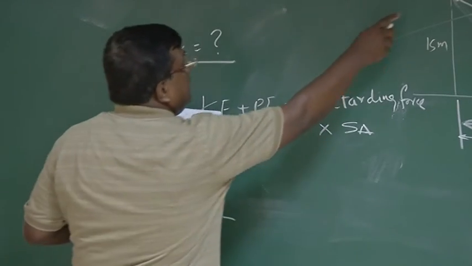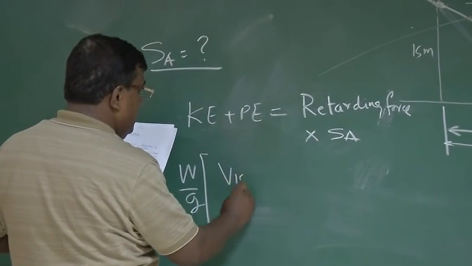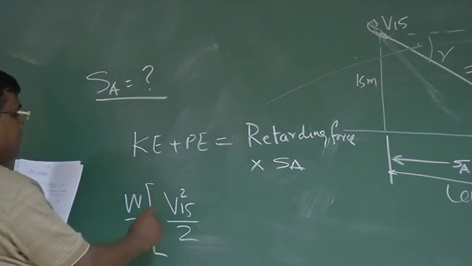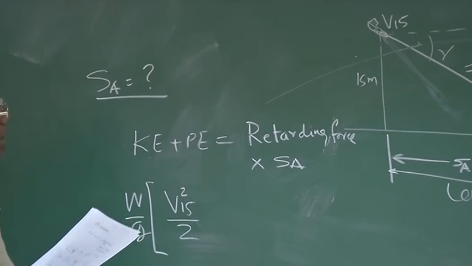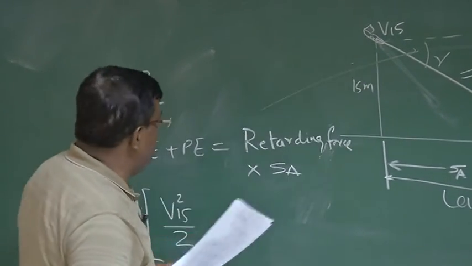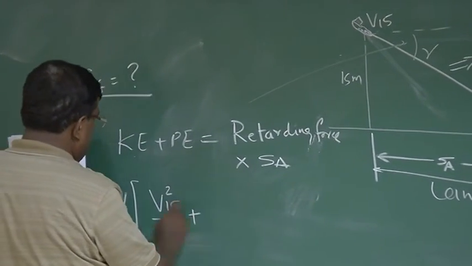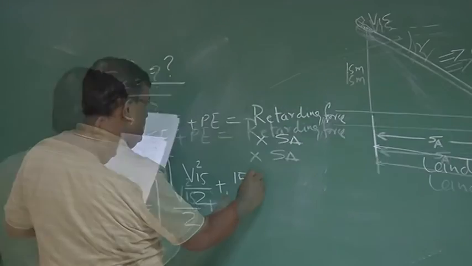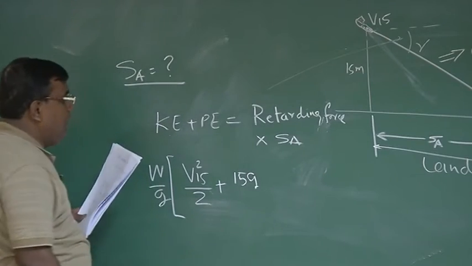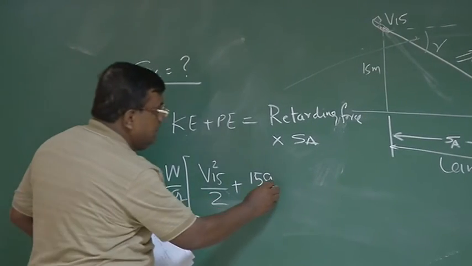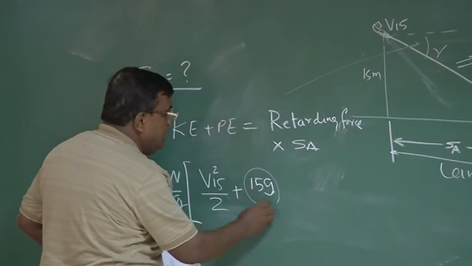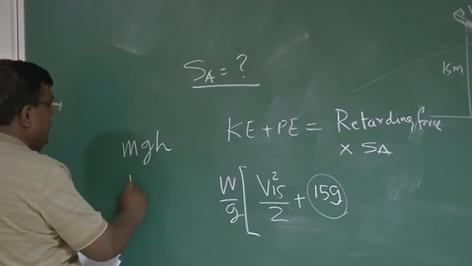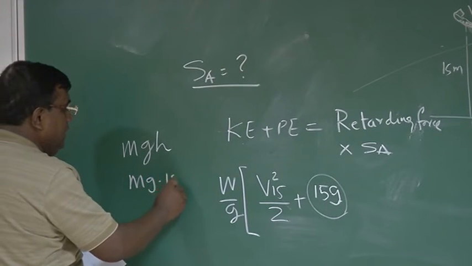V15 square, half mv square, so I put by 2. This airplane is also having potential energy here, that is mgh. M is outside, so I have to write 15 gh. Okay, I understood this. This term will be mgh, so it's mg into 15.